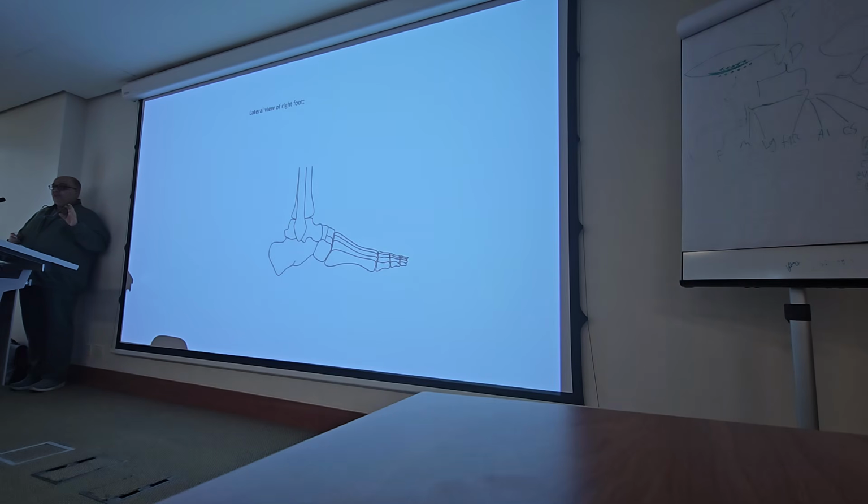Now we are looking at the foot laterally. Laterally, we all know there is no tibia; there is the fibula, and there is the malleolus of the fibula.